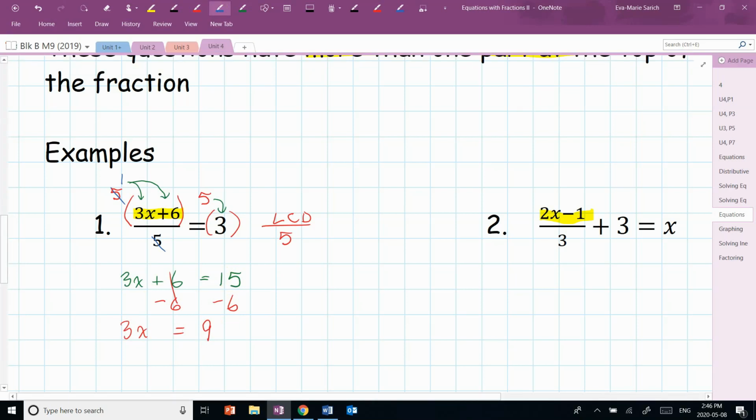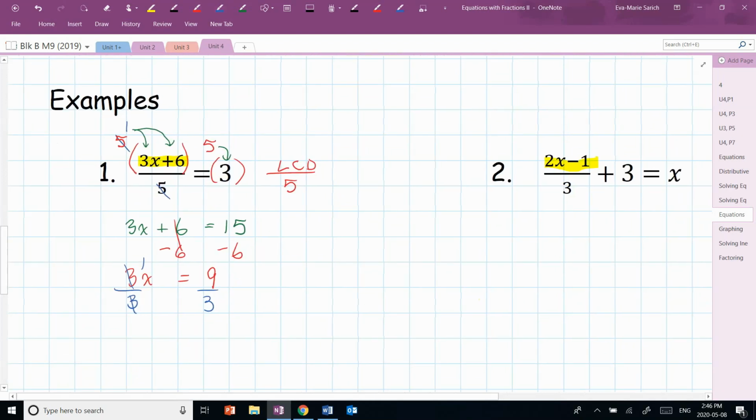The next step is to get rid of the 3 times the x. So we're going to divide by the exact same number, 3. 3 divided by 3 gives us 1. We've got x all by itself. And then on the right-hand side, 9 divided by 3 gives us 3. We solved it.